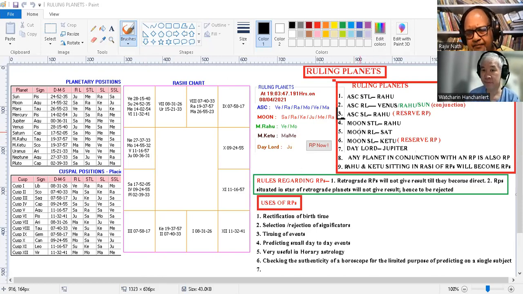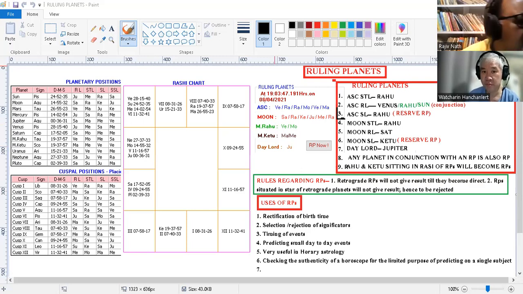Whenever you prepare a chart in KP, there'll be ruling planets. Now this is a chart, and on the left side are the tables. What are ruling planets? You see ruling planets at whenever this chart was prepared. You see, I have written here ruling planets in the middle.